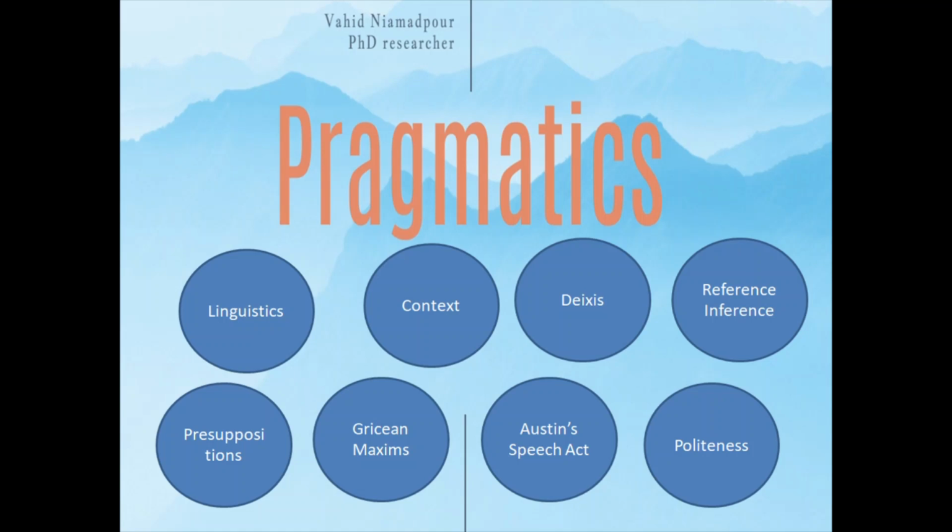My name is Vahid and I'm a PhD researcher in the field of linguistics with a master's degree in applied linguistics. In this course we are going to cover the major topics in pragmatics. We'll start by seeing how pragmatics is related to different areas in linguistics as a scientific study of language. Then we'll get to the definition of context and different types of context, since pragmatics is fundamentally about the context of use and how the context of use contributes to meaning.